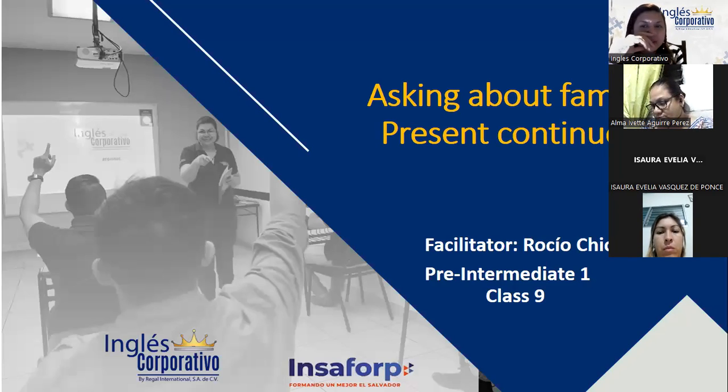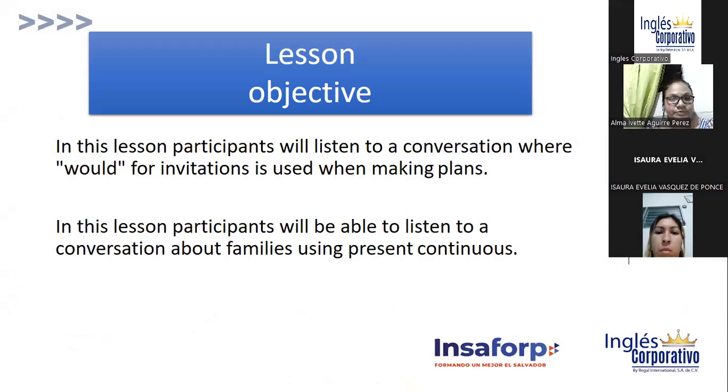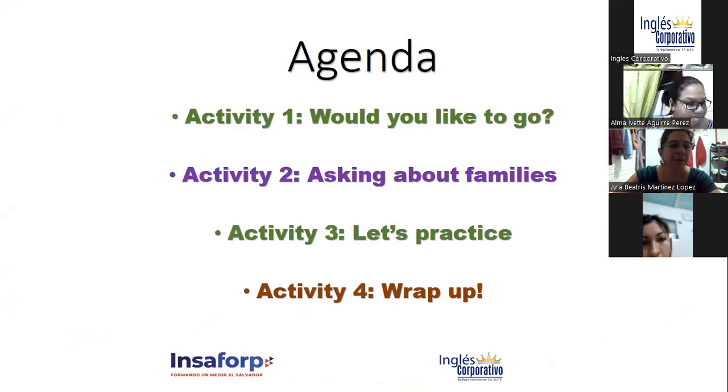This is the topic: asking about families and present continuous. So we'll learn how to use present continuous when talking about families. And this is class 10. I forgot to change that. And objectives. In this lesson, participants will listen to a conversation where would for invitations is used when making plans, and review the homework. Participants will also be able to listen to a conversation about families using present continuous. And we have 4 activities.